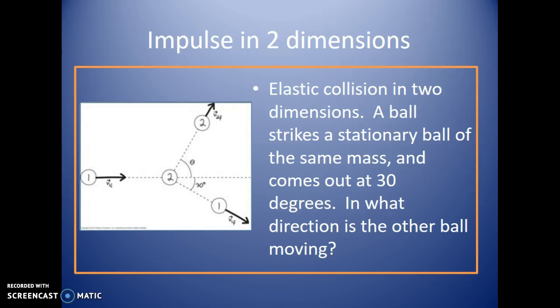Now if we look at impulse in 2 dimensions, if you have an elastic collision, for example, a ball striking another stationary ball, so this might be a game of snooker or pool, and you have the stationary ball of the same mass exiting at 30 degrees. In which direction will the other ball, number 2, be moving? So again, pause and have a think. The diagram will give you some clues.